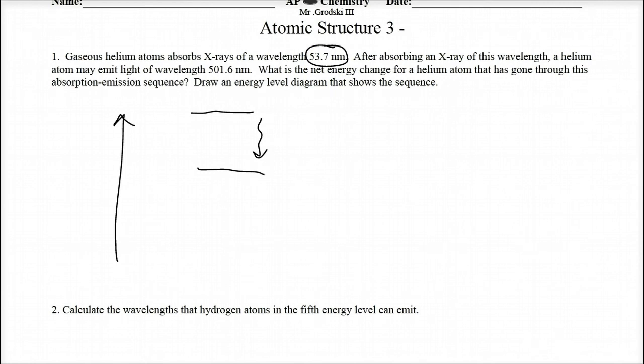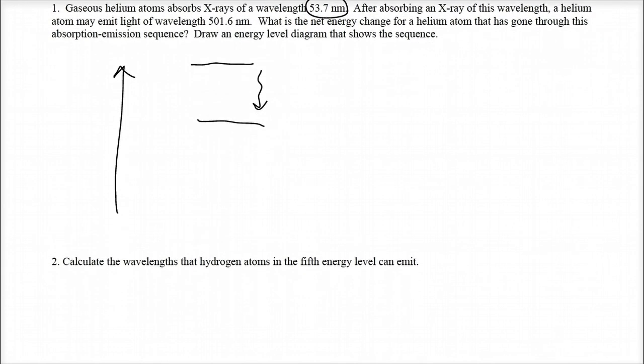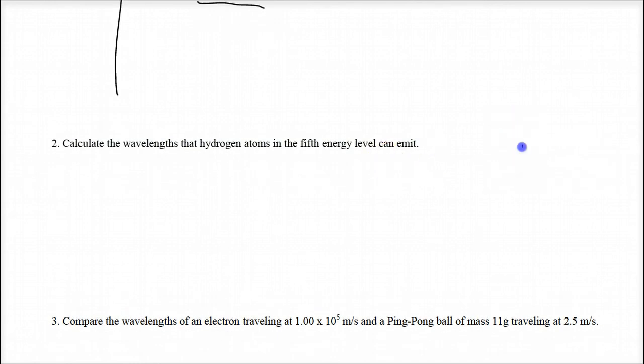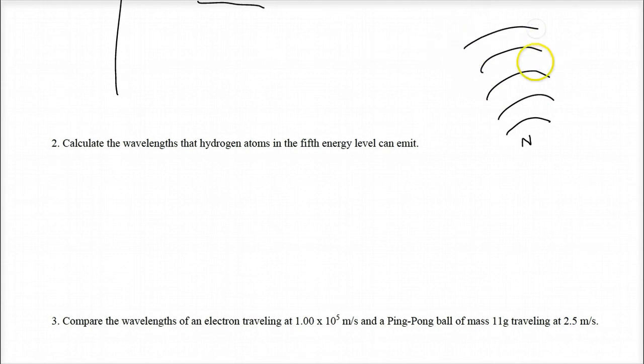And number two, calculate the wavelengths that hydrogen atoms in the fifth energy level can emit. If you're in the fifth energy level, here's the nucleus. Here's 1, 2, 3, 4, and 5. Certainly it's drawn probably better than that, but with the inverse square. If we're talking about what kind of wavelengths the hydrogen atoms can emit, we can go 5 to 4, 5 to 3, 5 to 2, 5 to 1.